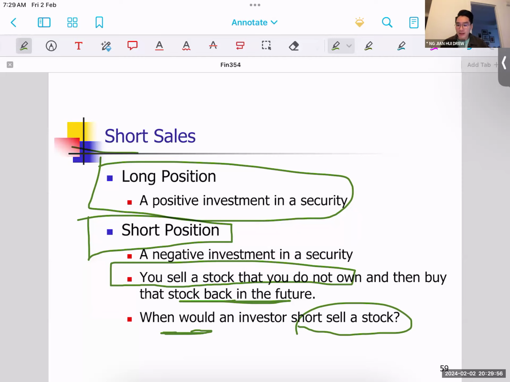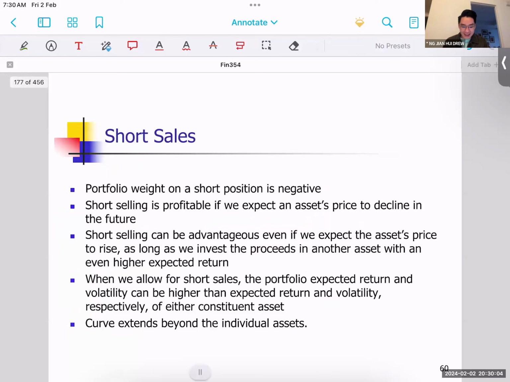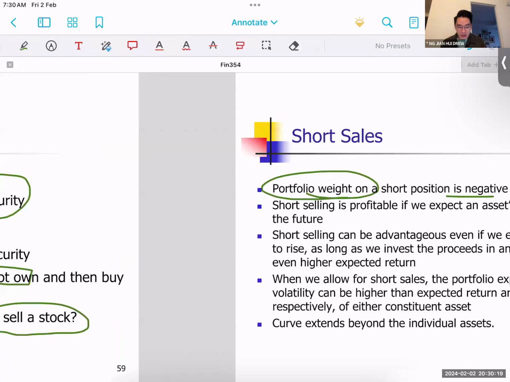Yeah, that's right. Perfect. When they expect the stock to drop. That's right. So it's exactly this. It's a negative position on your portfolio weight. And remember, all these are linked to modern portfolio theory. So when there's a negative position, you notice what?